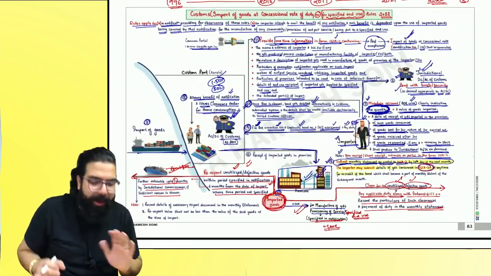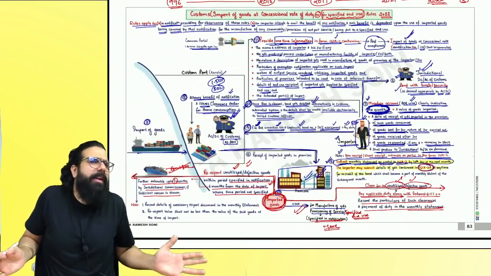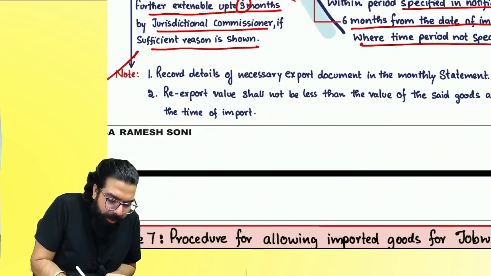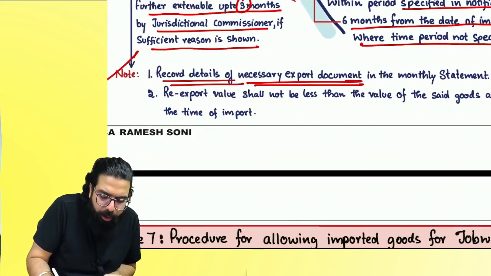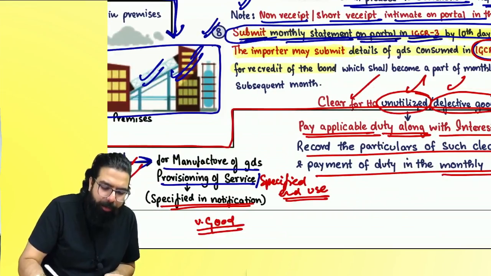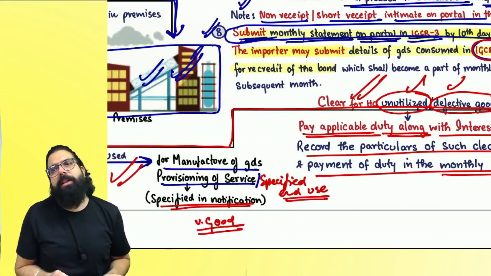Can I go ahead? Interesting rules? Nothing very difficult about it. Very interesting. Everyone over here now. Listen, record the details of necessary export documents in the monthly statement. If you re-export, please tell in your monthly statement. Can I go ahead? If you clear within the domestic tariff area, please tell in your monthly statement.